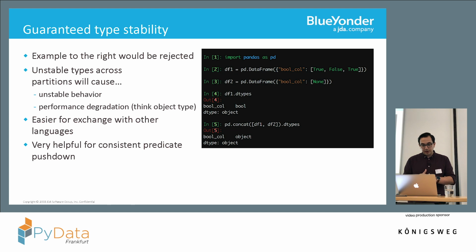If you've been working with pandas, as I assume you have, there are certain issues. So for instance, in this example here, I'm showing you 2 partitions. The one is a Boolean, true, false, true. The other one is a none. So if you would, in your distributed application, try to store these 2 partitions, this would be rejected. The commit would fail. Why? Because if I load it, something weird is happening. All of a sudden, I don't have any bool columns anymore. I have object columns. And this has several implications.